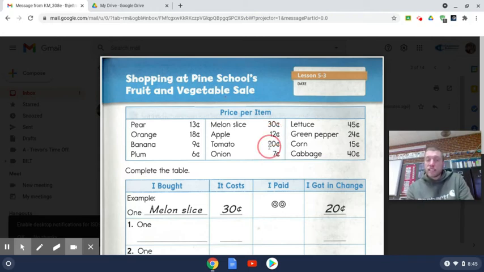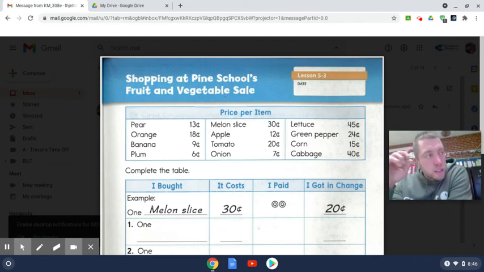If you were to buy a tomato yesterday, you would have paid with 2 dimes, 10, 20. Or you would have paid with a dime and 2 nickels. Or you would have paid with 4 nickels, 5, 10, 15, 20. So yesterday, you paid the exact amount.